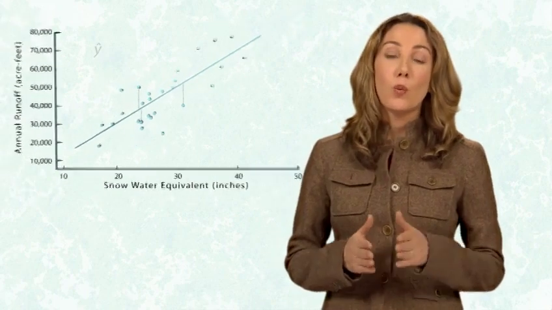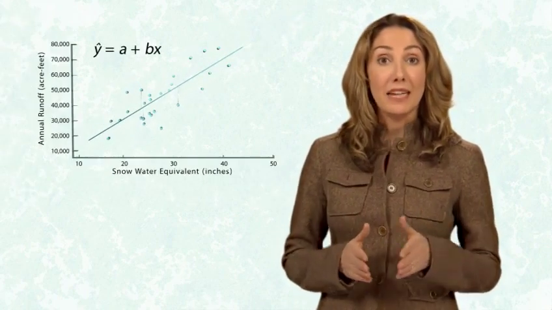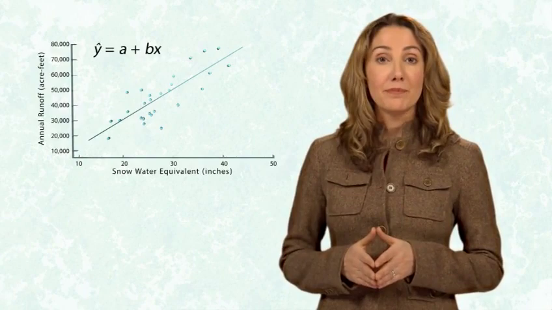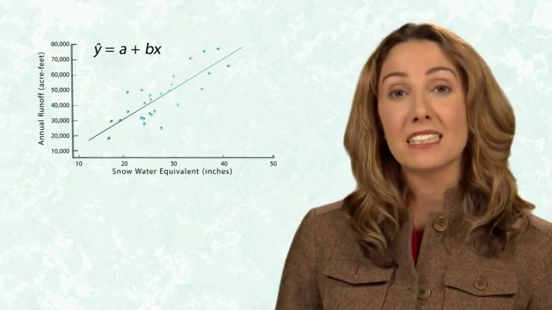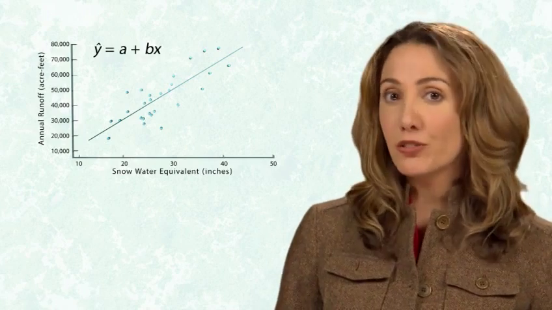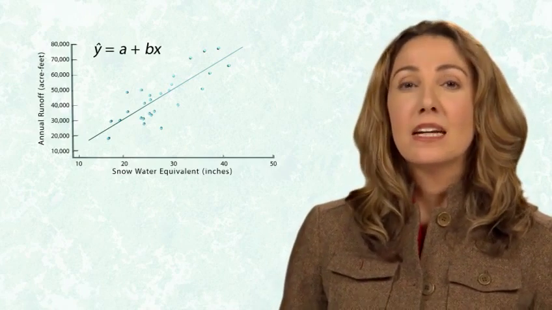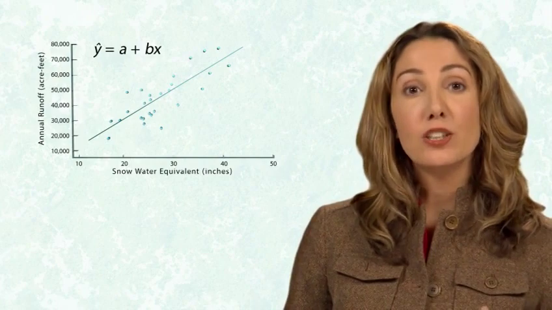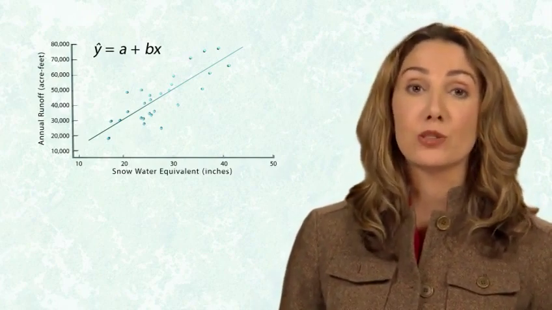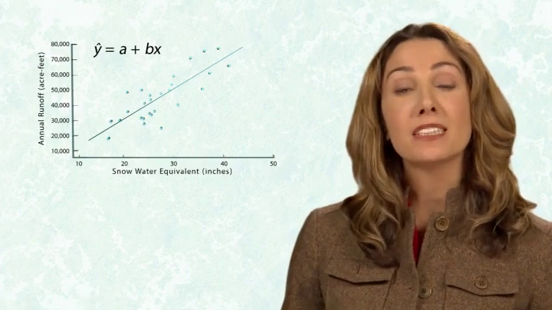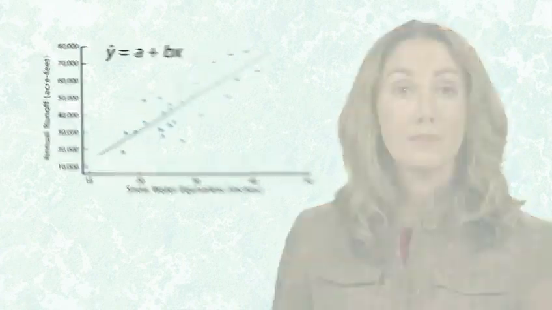Software can do the math for you and come up with the equation y hat equals a plus bx to describe our line. We say y hat to emphasize that we're talking about the predicted value of y, not a measured value from our data set. Now we have our regression line and can use it to make predictions. Remember, the plotted points are our actual data, and the regression line predicts the y value for any x.